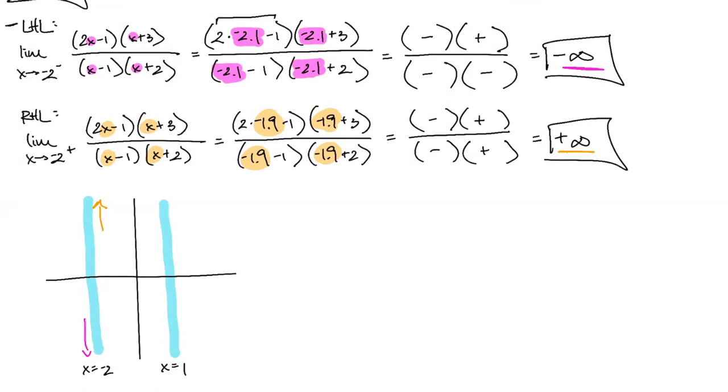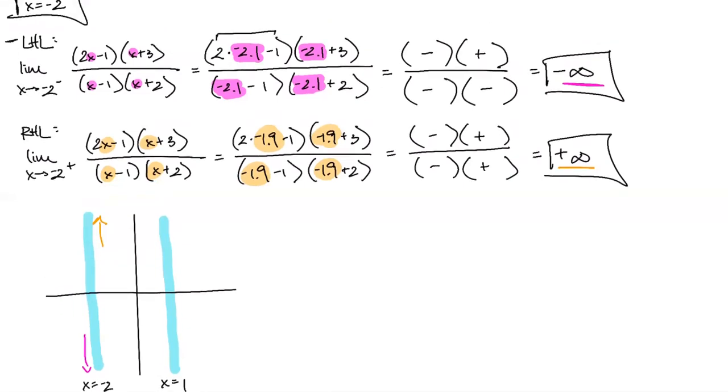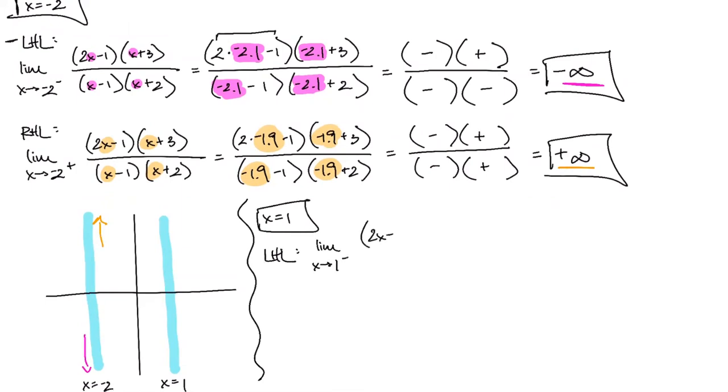Should we try the same thing with both sides of x equals 1 and see how that goes? Okay, so we can see what's happening on the other vertical asymptote. So let's now try x equals 1. For the left-hand limit, I'm going to say the limit as x approaches 1 from the left, so a minus sign of the function.